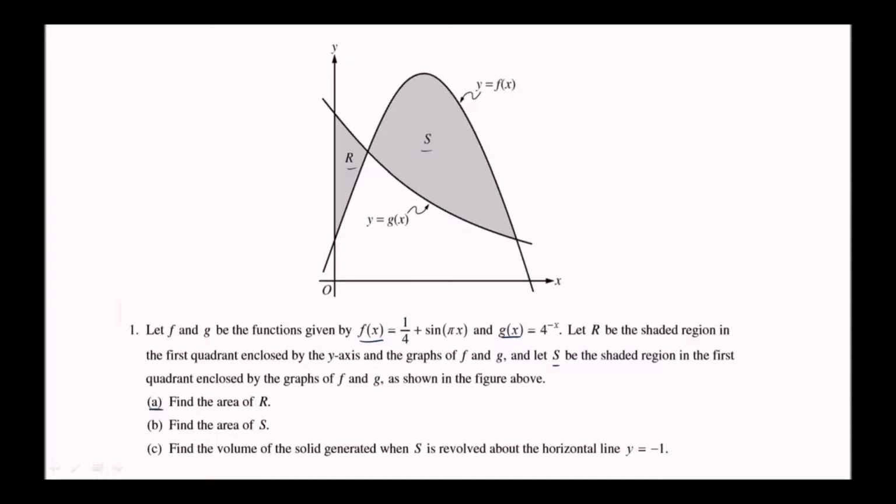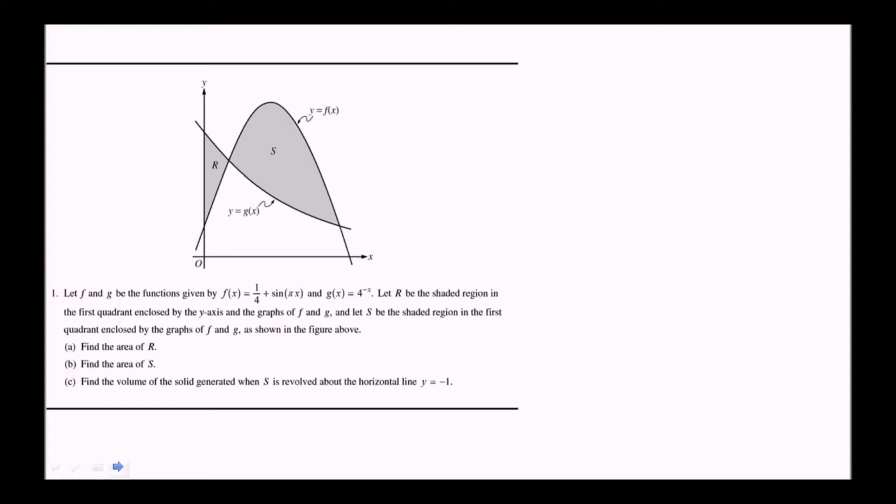A, find the area of R. B, find the area of S. And C, find the volume of the solid generated when S is revolved about the horizontal line y equals -1. We'll start with part A, find the area of the region R.